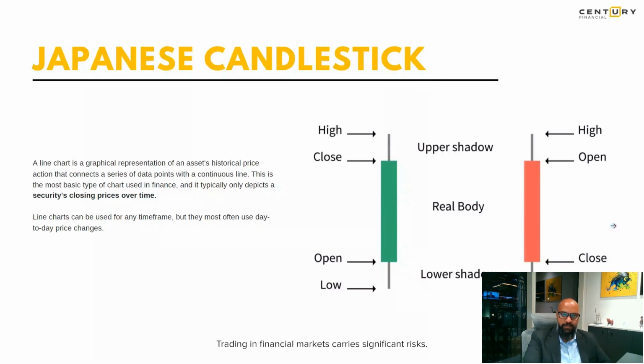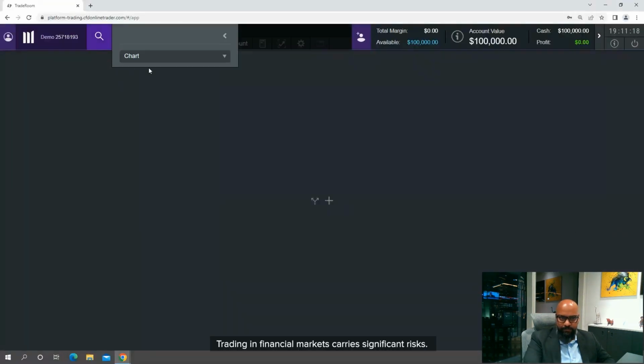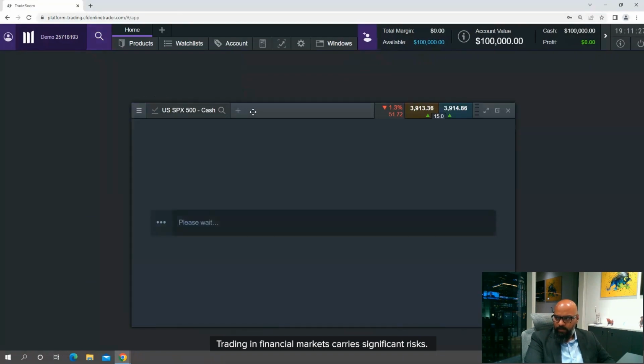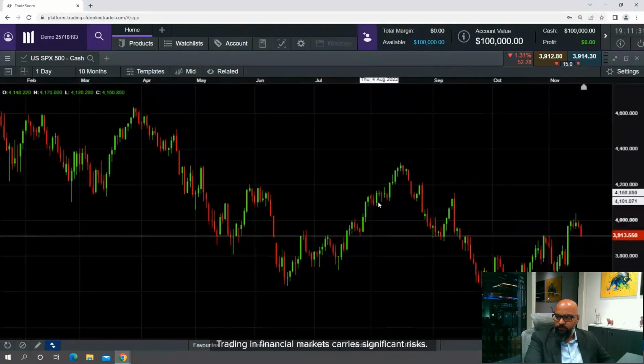I will show you a couple of live examples as well. If you're very new to understanding how it works, it will give you a much clearer picture. In fact, let me just share my screen with the chart right now. I'm going to open SPX. Now, this is how the candlesticks are formed.